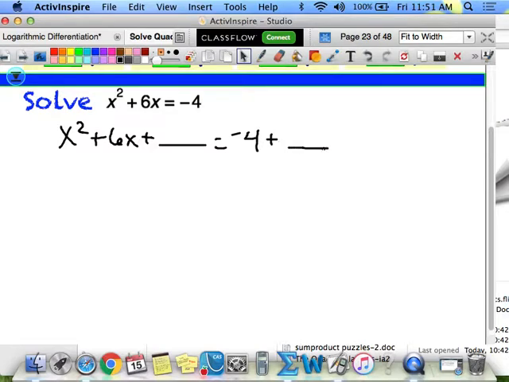Ignore plus or minus, doesn't matter. Half of 6 is 3, squared is 9. So my first question on a test, if I'm asking this, is what number must be added to both sides to complete the square? You would answer me what? 9. The next question would then be, express it as a perfect square. What am I going to put in parentheses? This letter, this sign, half that number, every single time.